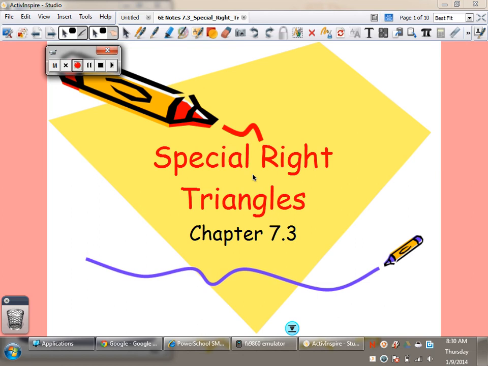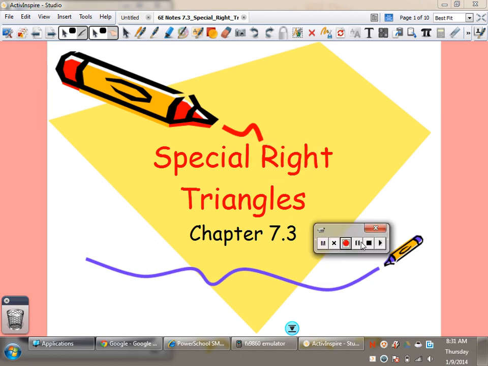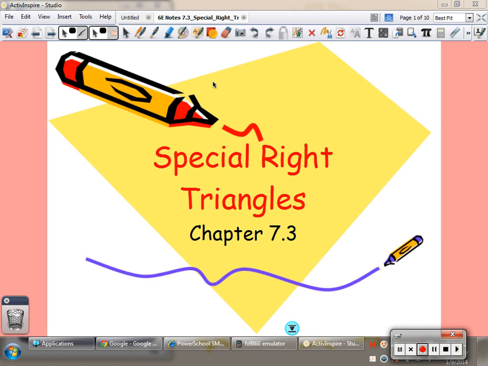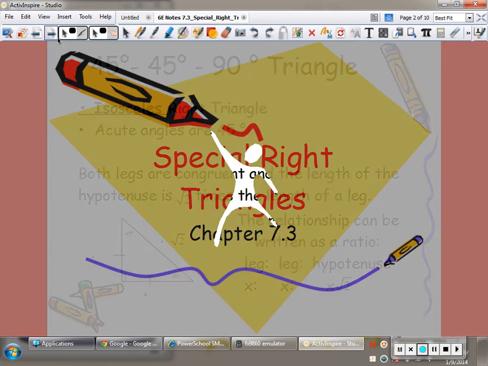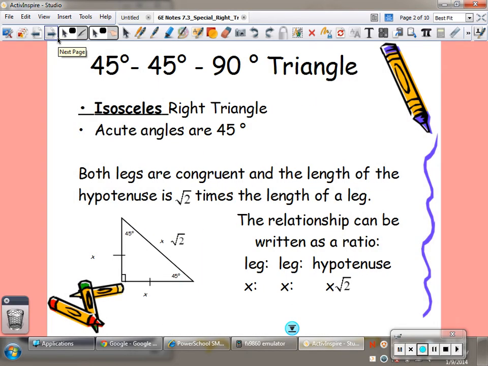All right, welcome to the notes from 6E on special right triangles. This is going to be really exciting. It's a little bit difficult just based on work we have to do with radicals, but there are some very distinctive patterns we're going to look at. And if you study these patterns, you should have no problem.